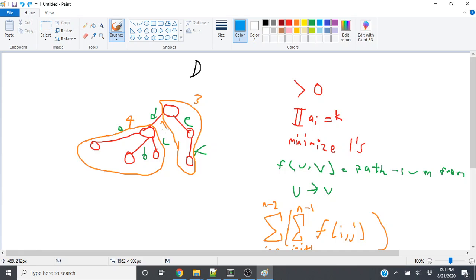So how many paths are there from a node on this side to a node on the other side? Well, you have 4 nodes on this side, and then for each node you have 3 other nodes that you can stop at. So it's just 4 times 3. And that's it. So the number of times an edge is counted is the number of nodes on one side of it times the number of nodes on the other side of it.